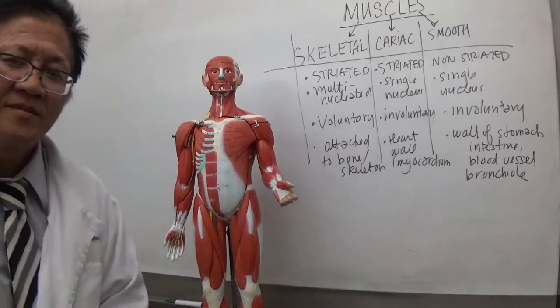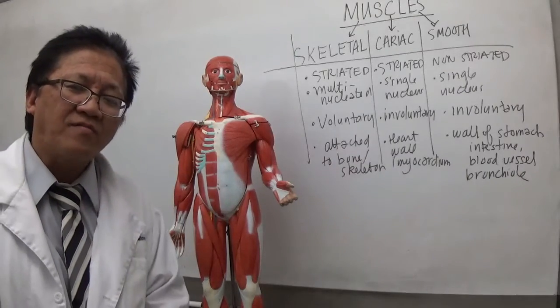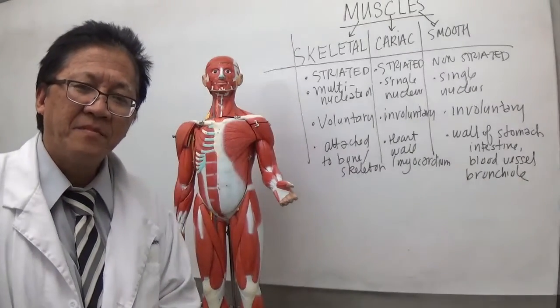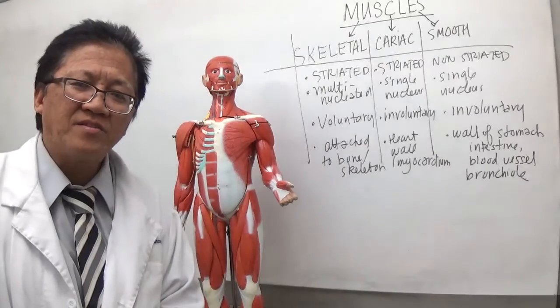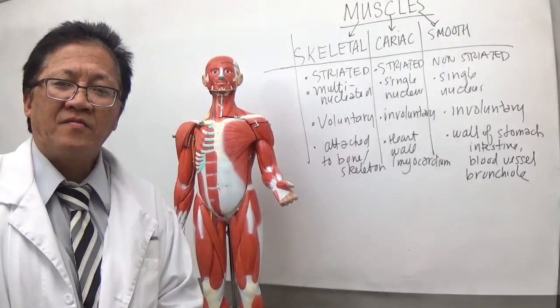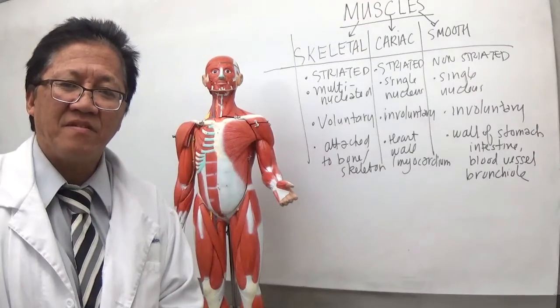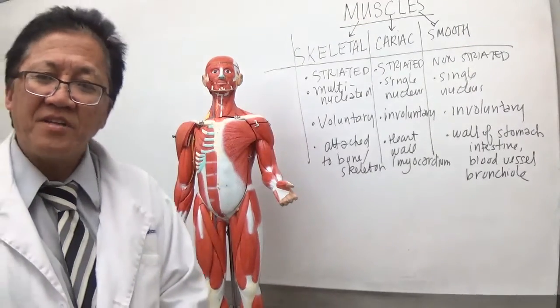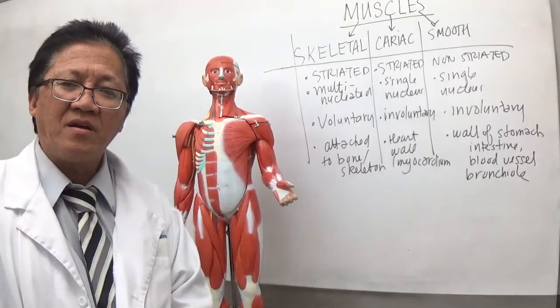Hi, today we're going to talk about the muscular system. We know that muscles are very important in the human body, and first of all, let us classify them. There are three types of muscles in the human body.